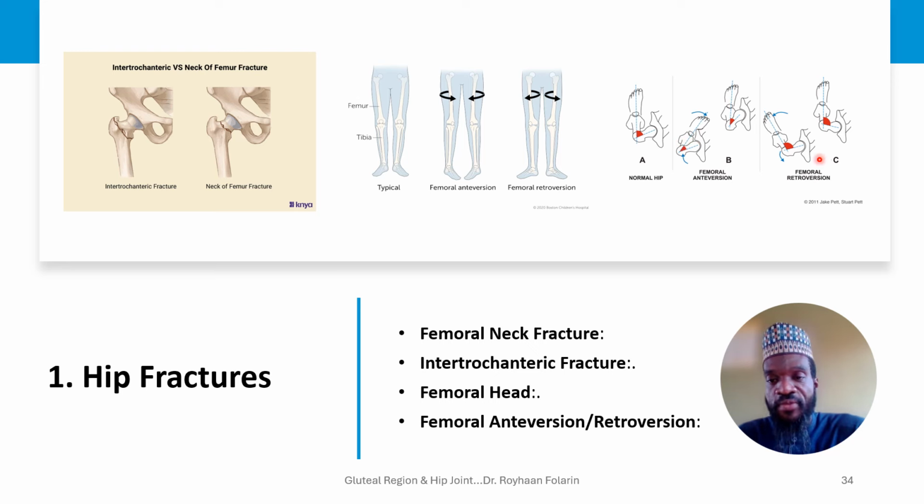Whereas in retroversion, you have it outwardly placed, which is more towards the back. That's why it's called retroversion. Retro refers to the back. So when you have the angulation being outward, that's the shaft of the femur relative to the head and the neck, so that results in retroversion.